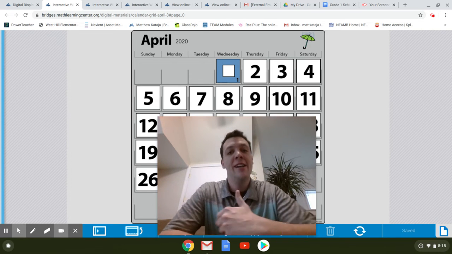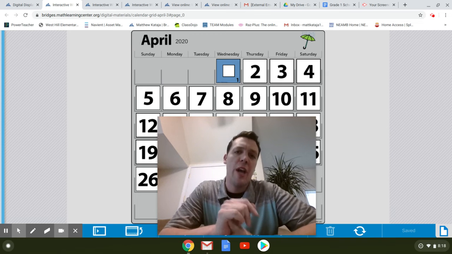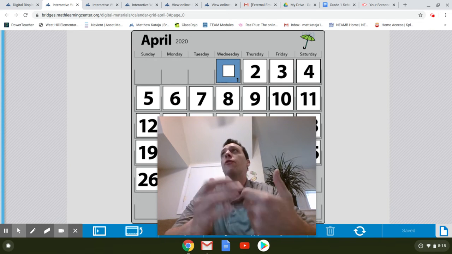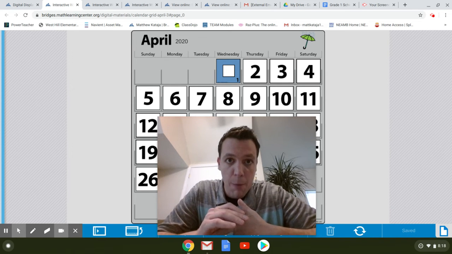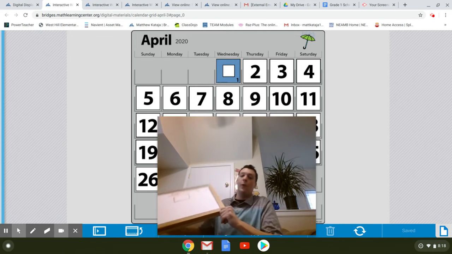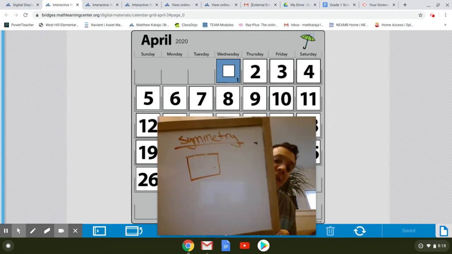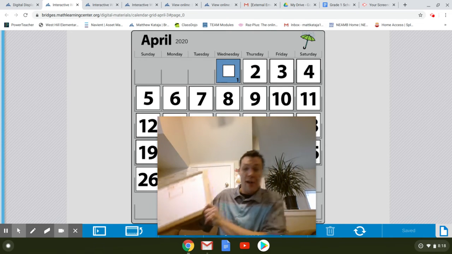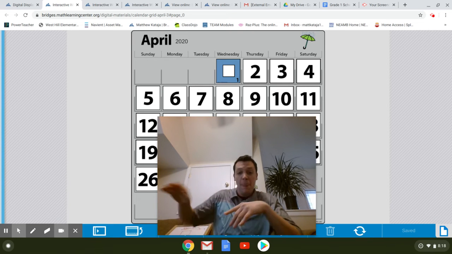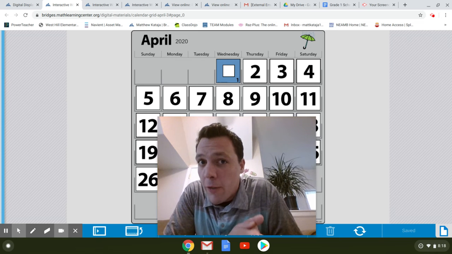It's April 2nd. Welcome to our number corner. For this month, we're looking at two-dimensional shapes. We are looking at fractions. And then another word I really wanted to introduce to you. This word is called symmetry. All right. And when a shape is symmetrical, that means you can fold it into two equal parts.